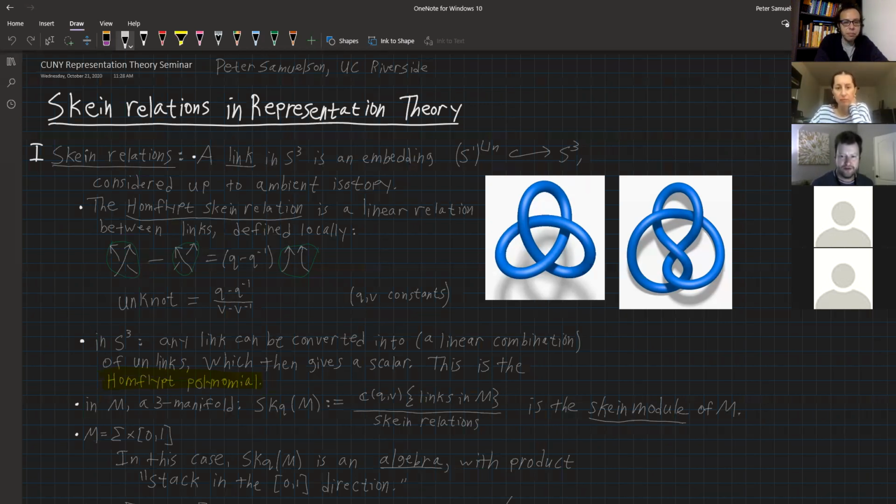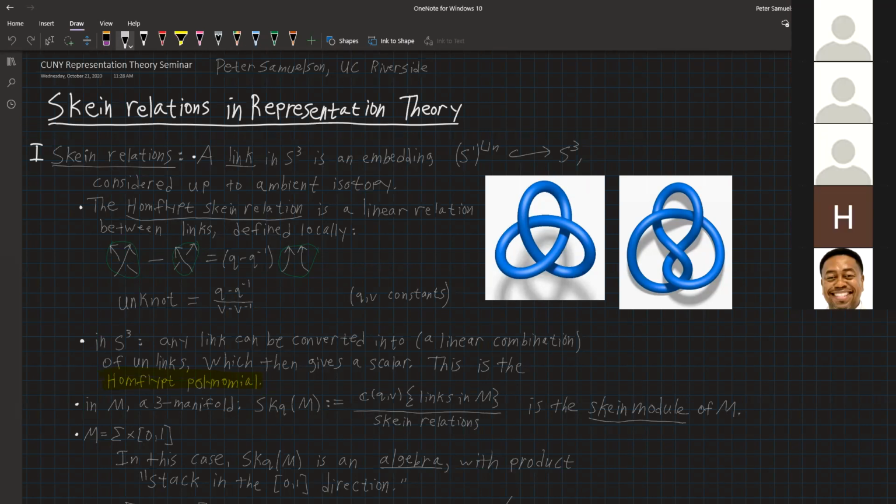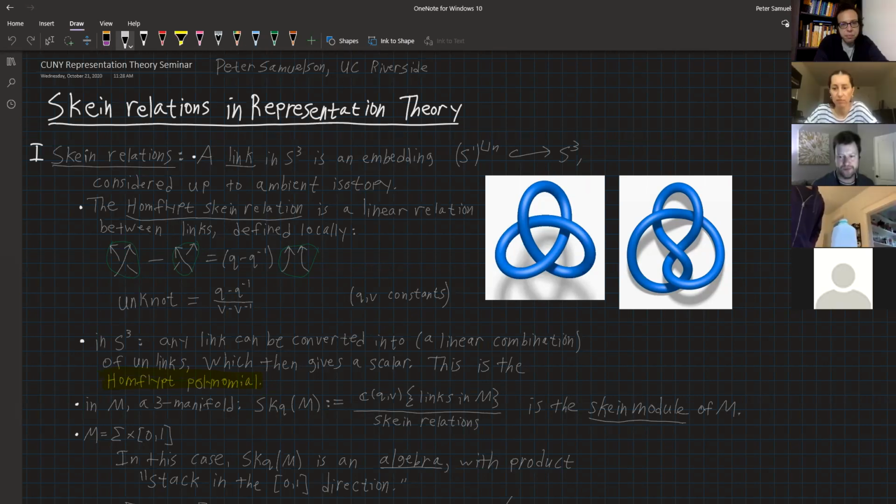Okay, so if you impose these relations, this term on the left-hand side lets you switch a crossing at the expense of a lower order term. So it's not too hard to see that this relation allows you to unknot any knot or unlink any link. So we can turn any link into a linear combination of unlinks, and each of the unlinks is this constant. So these Skein relations allow us to reduce links to constants. Constants depending on the parameters Q and V. Okay, and this constant is the Homfley polynomial.